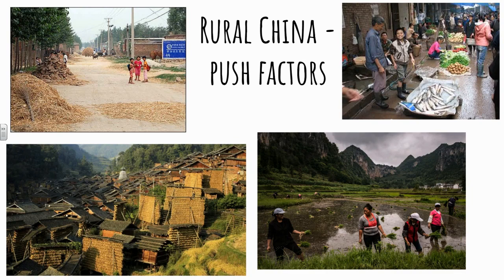We can see housing, which is pretty makeshift, tiny, poor quality. We can see people working really hard in paddy fields, doing farming, and we can see villages where the quality of life and the facilities like schools and doctors' surgeries that are available to people are really quite limited. So, rural China has what we would call in geography quite a lot of push factors. These are things which make people want to leave rural China. They are bad things about life in rural China that pushes people away.